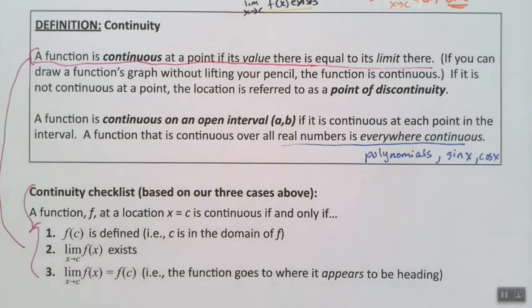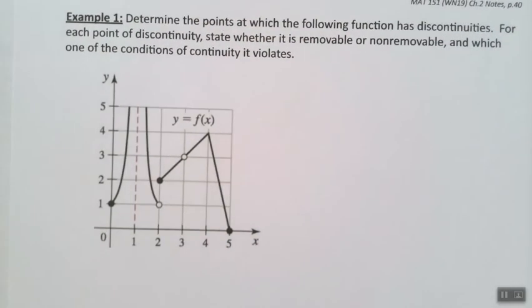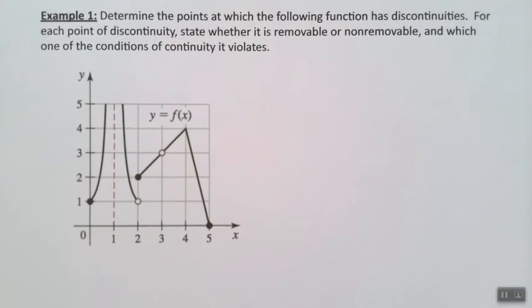Okay, so now let's apply what we've just learned to a particular graph right here. Okay, so we're going to determine the points at which the following function has discontinuities. For each point of discontinuity, state whether it is removable or non-removable and which one of the conditions of continuity it violates. Okay. So let's see here. First thing we have to do is look through the graph and find the points of discontinuity. And there are a few of them. And one of them is a little harder to spot just because it wasn't in the graphs that we just saw on the previous page.